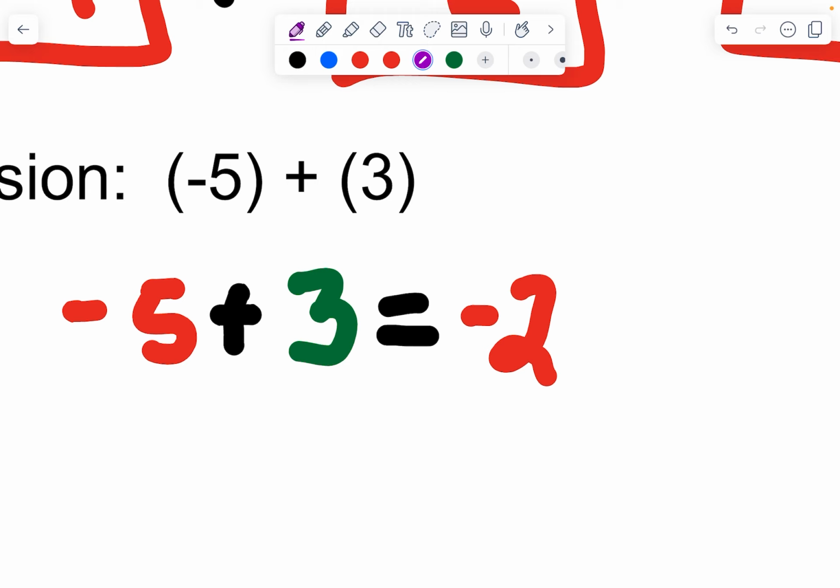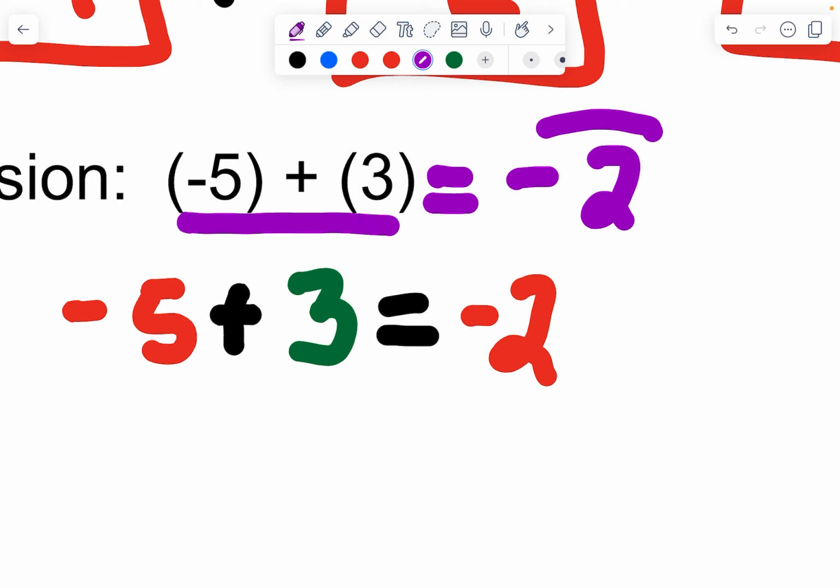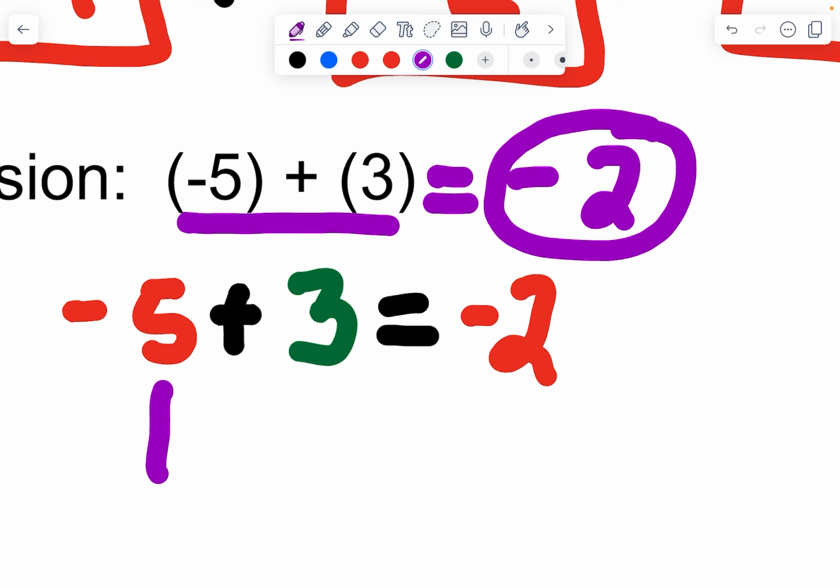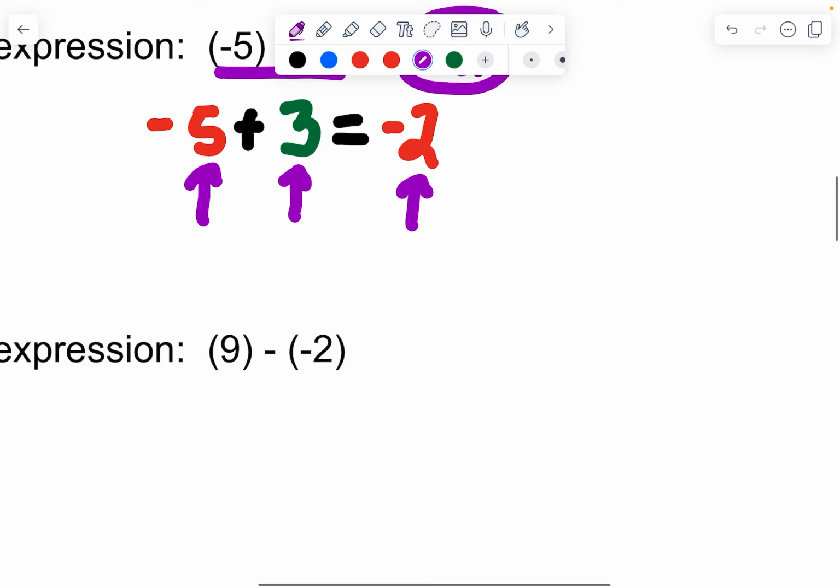If you understand this, you can do what I underline in purple, and that would equal just negative 2, and you'd be done. Again, what I look at first is not whether it's positive or negative. I'm going to look at this one, it's 5. This one, it's 3. They're 2 different colors. The 5 is larger, so 5 minus 3 is 2, and because 5 is negative, my answer is negative. Let's move on to the next one.